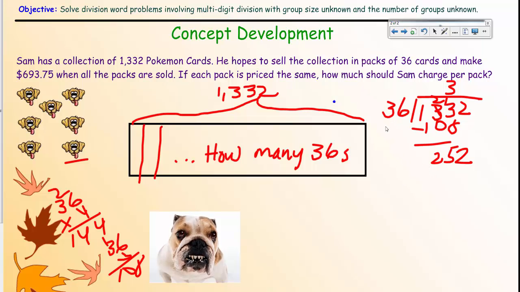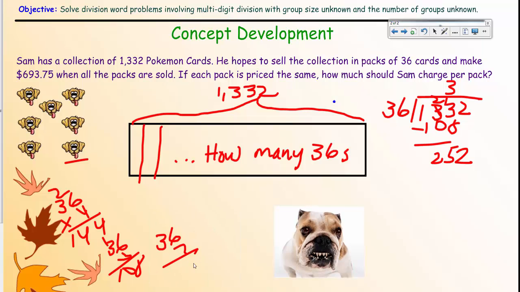9's too much. About 8. I'm going to try 7 just because last time it was an issue. So try 7. 2. Carry the 4, 21.